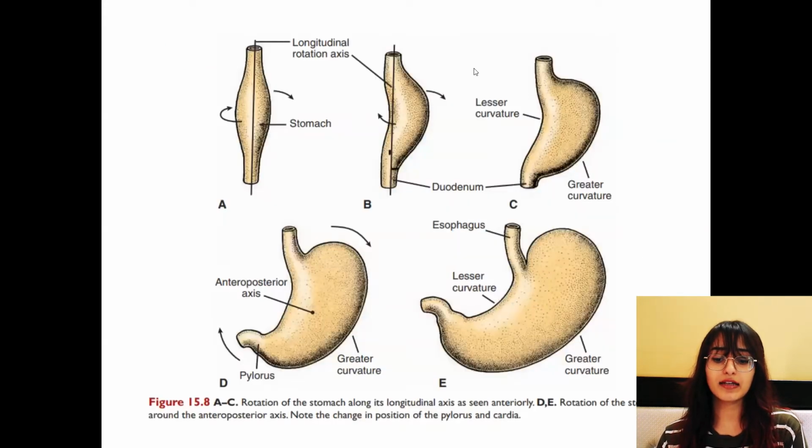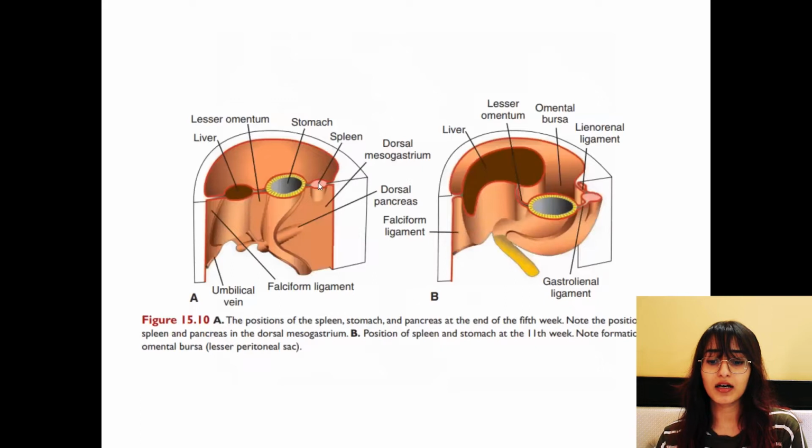You can see that there is rotation of the stomach. Now when there is rotation of the stomach, this mesentery also changes its location. So you can see there was a stomach, there is a dorsal mesentery in which the spleen is developing, and a ventral mesentery which was divided by the liver into a falciform ligament and a lesser omentum. After the rotation of the stomach, as I showed you in the previous picture, you can see the positions of the organs changed, and behind the stomach it became the omental bursa.